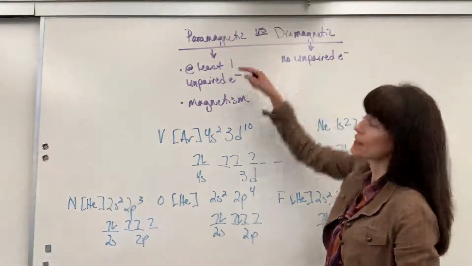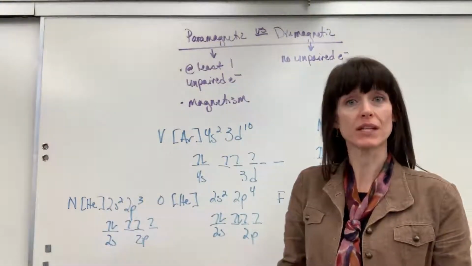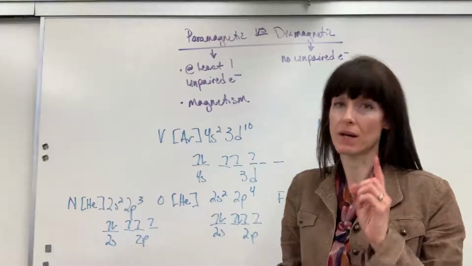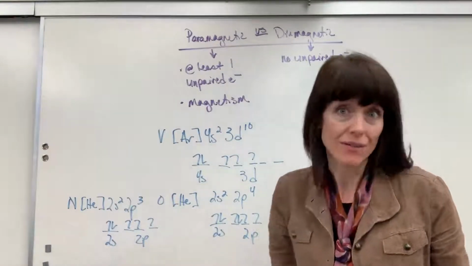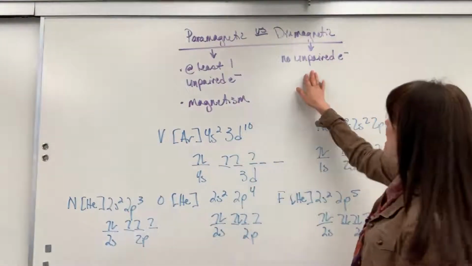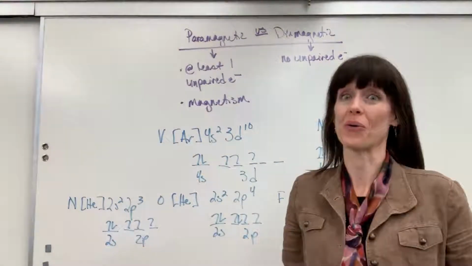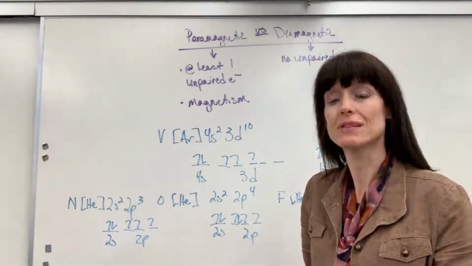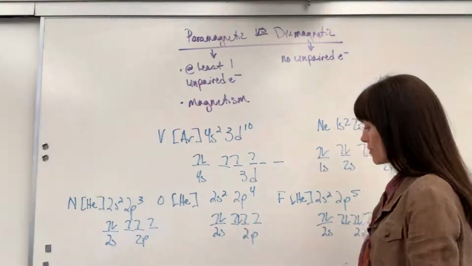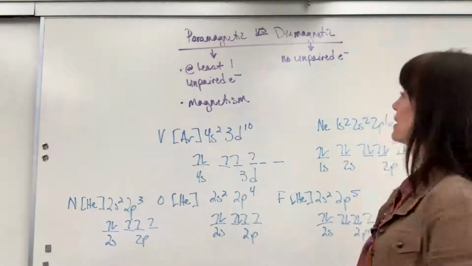So paramagnetic means that in your orbital notation, you have at least one unpaired electron, which means you're going to have a lot of options on that. Diamagnetic means there are no unpaired electrons, which means that there is a very certain group of elements that fit in no unpaired electrons.